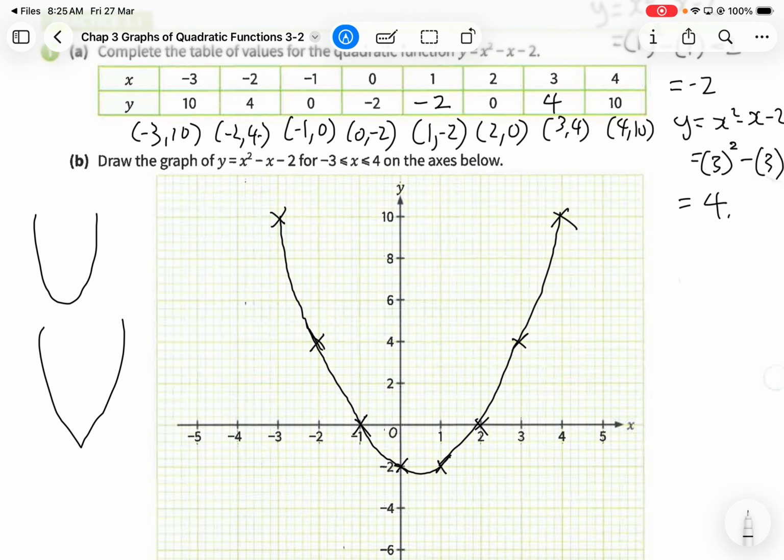Okay? So part B is done already. We have plotted the points. We join them together. And then this line, this line is the graph of this equation. So we go and label it. We write y equals x squared minus x minus 2 beside the graph.